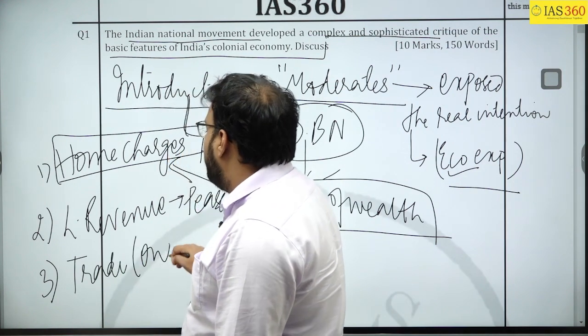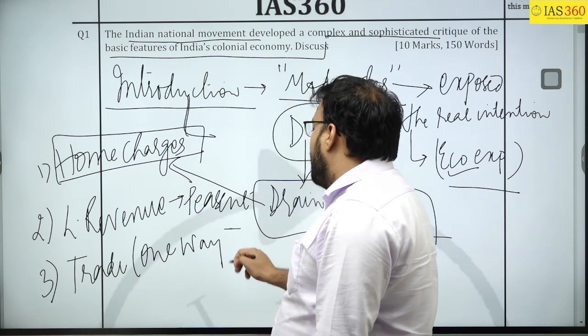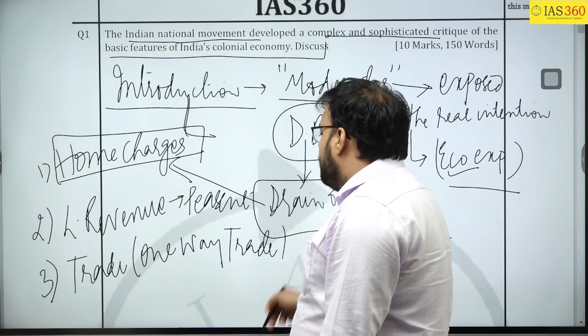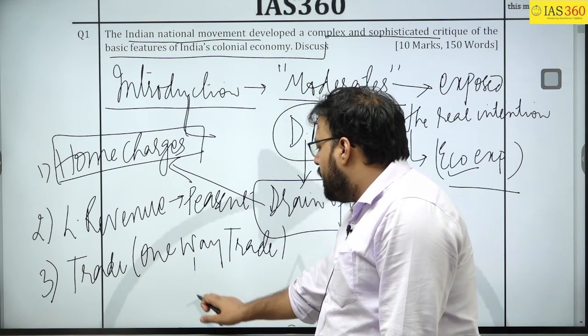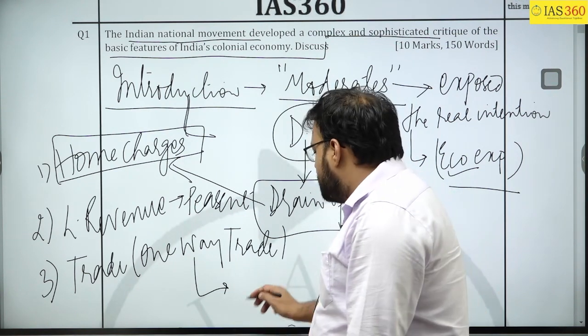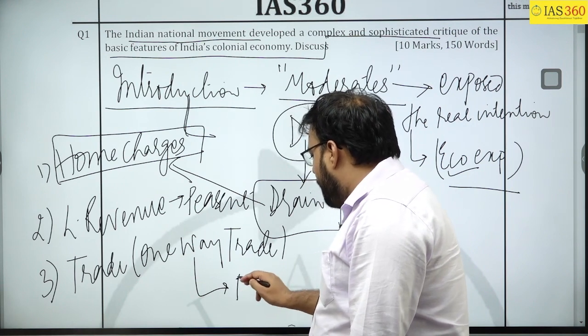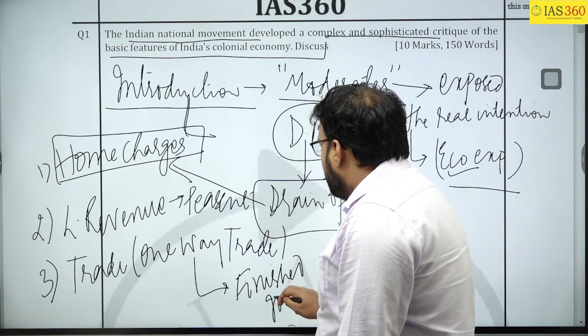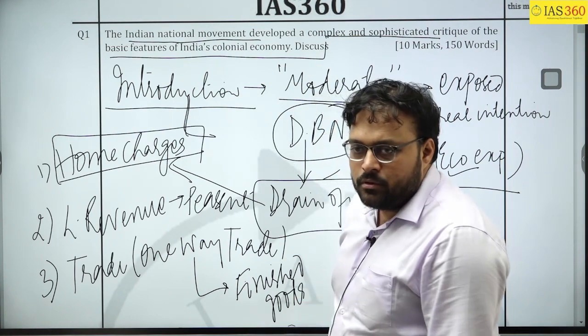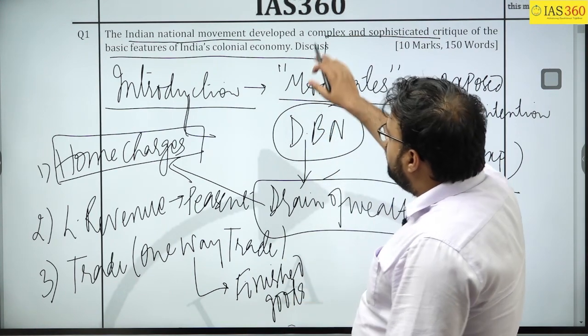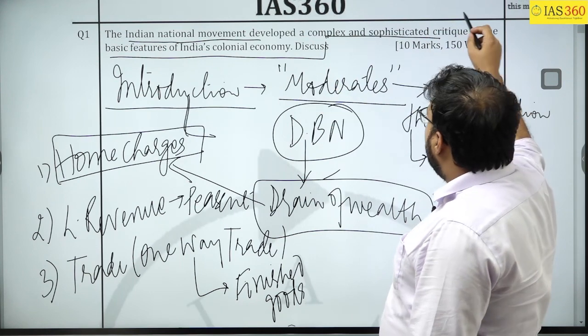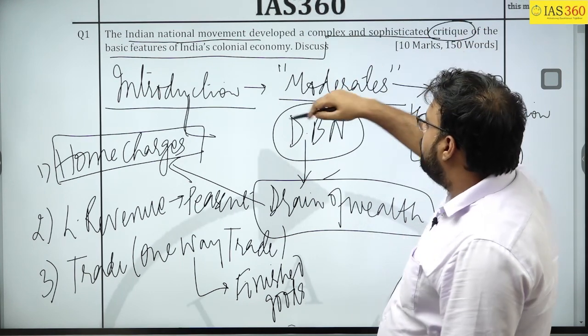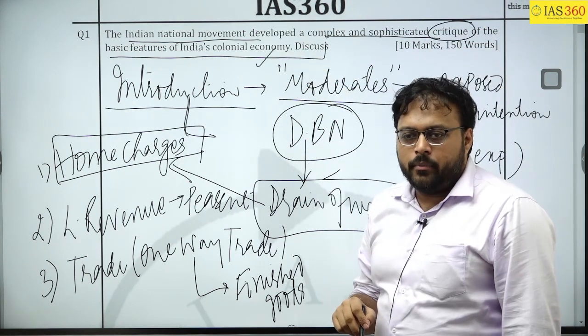One-way trade was happening. Then you can also talk about how the Britishers were flooding the Indian market with their finished goods. So basically in this way you will talk about the criticism of India's colonial economy.